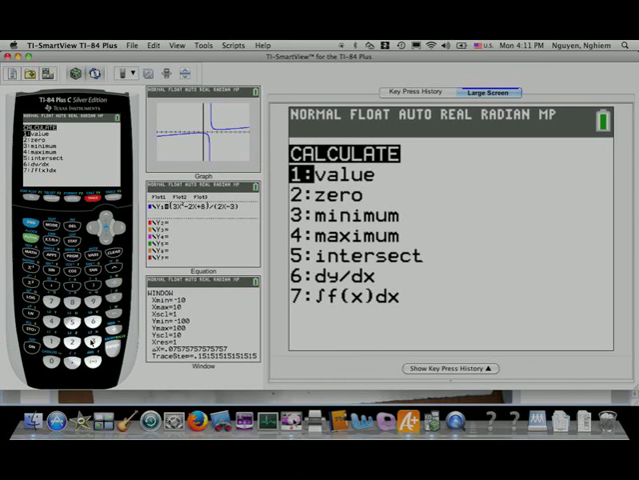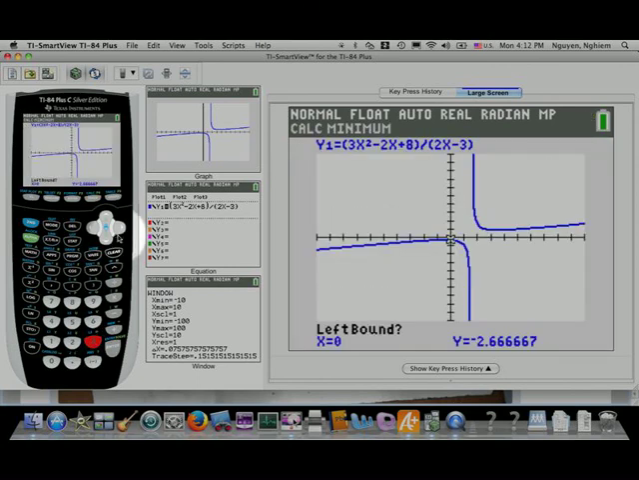So I can go into finding the minimum. I actually don't want that. I want the minimum to be here. It looks like it's about 1.5. Okay, and then the right bound, let's move it a little bit closer. Move it about right here. Have it take a guess. And I get that the y value at its smallest is about 9.88.